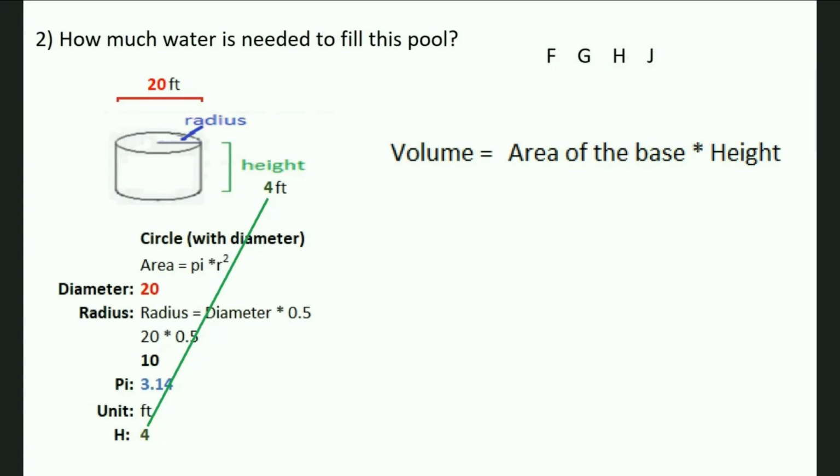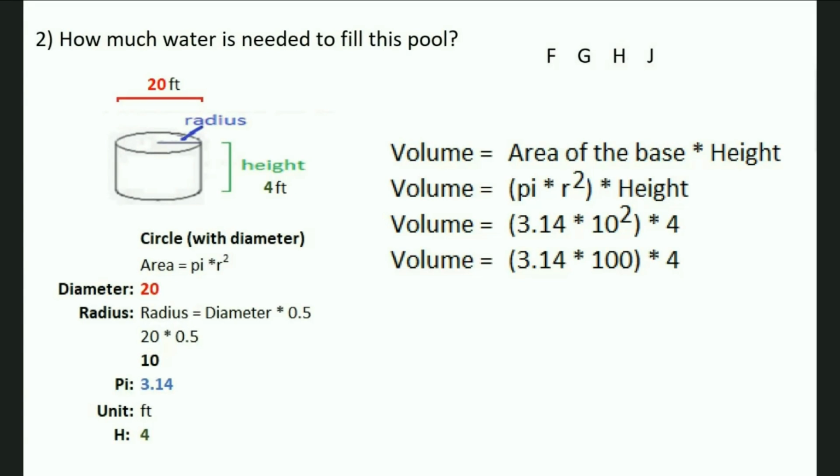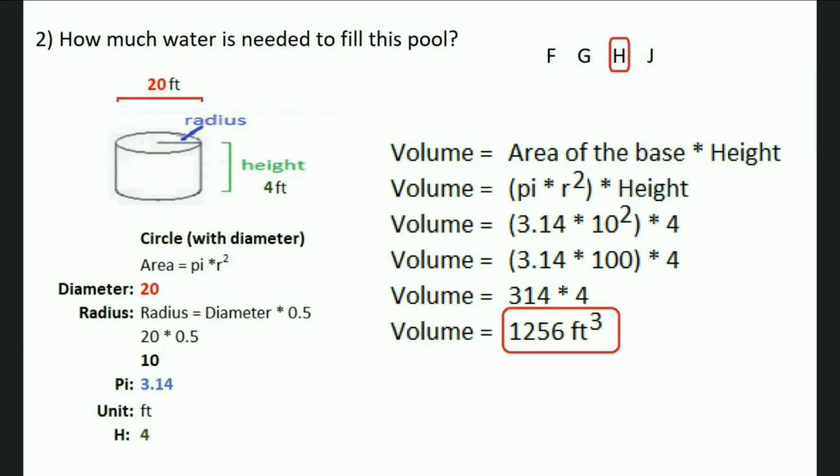For pi, I'm using 3.14, and our height here is 4. This time, since we are doing volume, we do need the height. Our volume equals area of the base times height. Volume is pi times radius squared times height. Our volume is 3.14 times 10 squared times 4, which is 3.14 times 100 times 4, or 314 times 4. Our final answer is 1,256 feet cubed, and our answer is H for that question. All right, moving on to the next one.